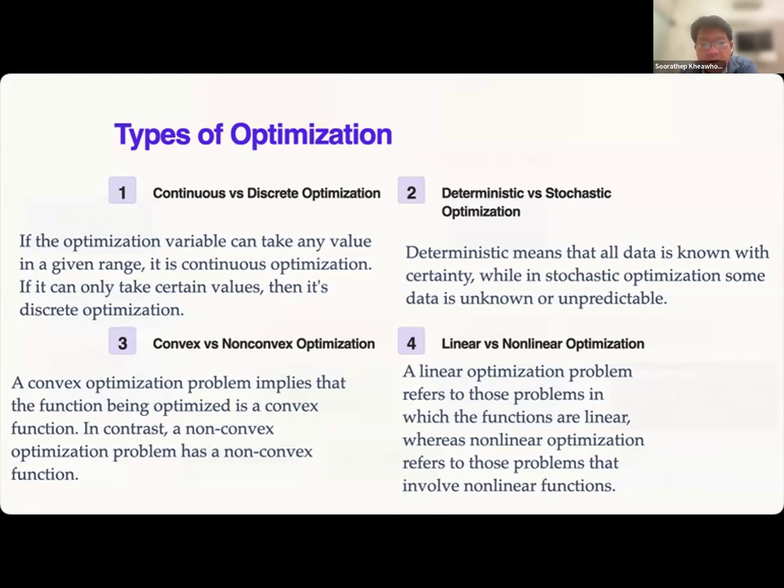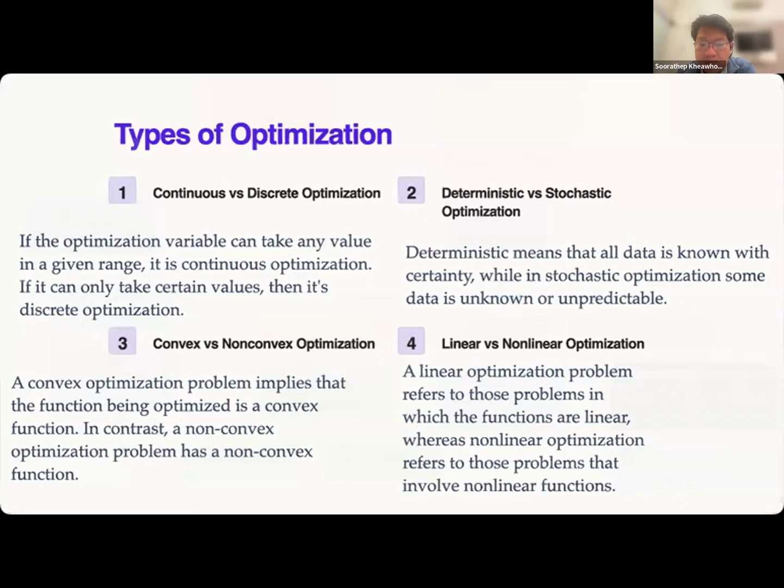The next one is convex versus non-convex optimization. A convex optimization problem implies that the function being optimized is a convex function. Later we will deal with what is a convex function and a non-convex function. But if all the functions involved are convex, we call it convex optimization. If it's not, we call it a non-convex optimization problem.